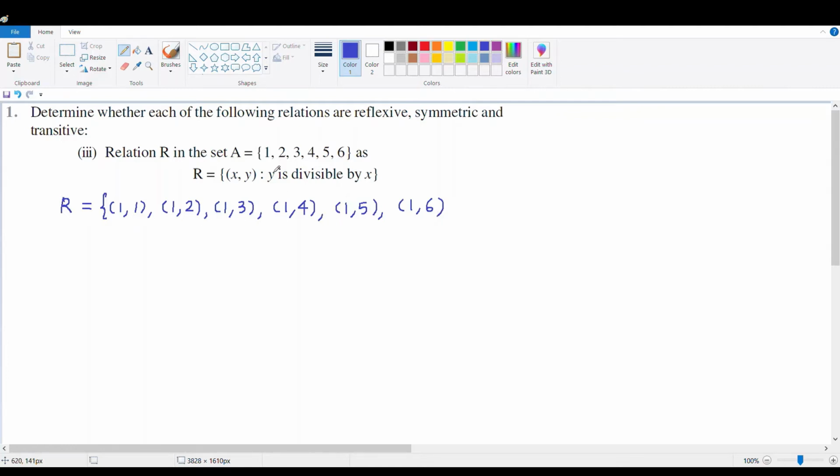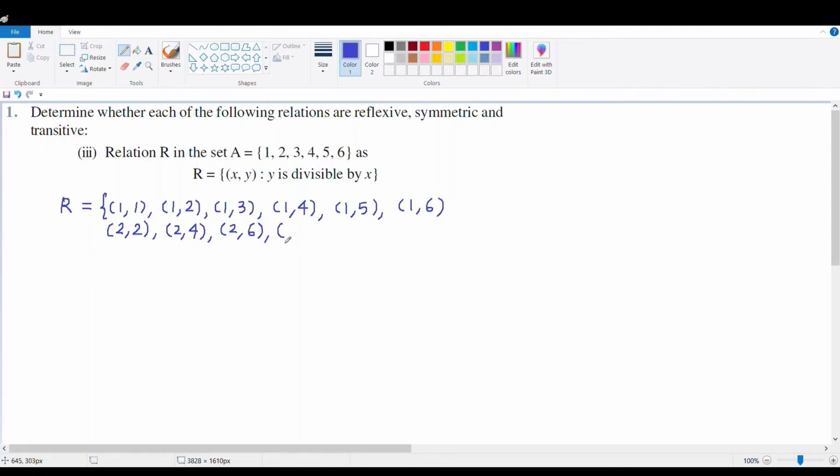Now try to use x equals 2. So if x is 2, then which number is divisible by 2? So it must be an even number. So 2 is divisible by 2. Then 4 is divisible by 2. Then 6 is divisible by 2. So we will be able to write these three elements with 2 as our first element. We cannot write 2 comma 1 because 1 is not divisible by 2. So cannot write 2 1, cannot write 2 3 because 3 is not going to be divisible by 2. So that's why I wrote just these 3.